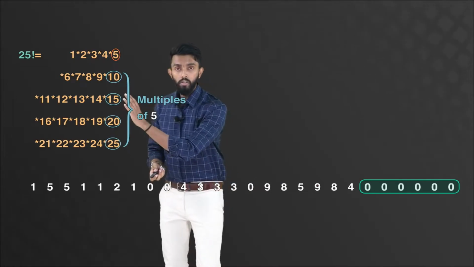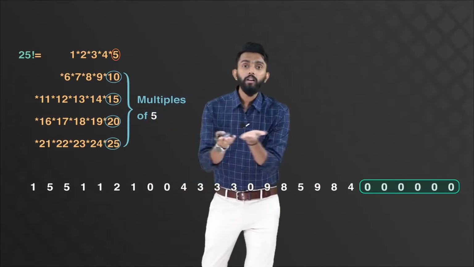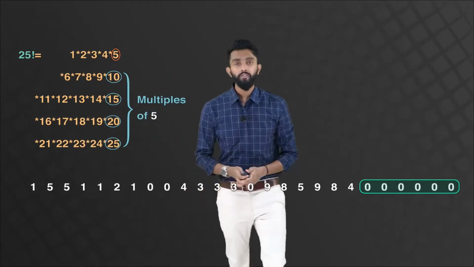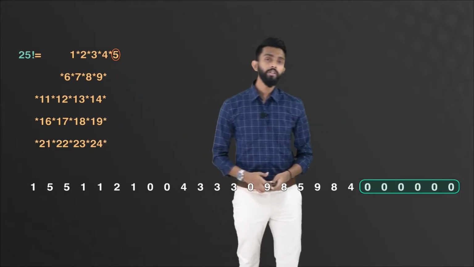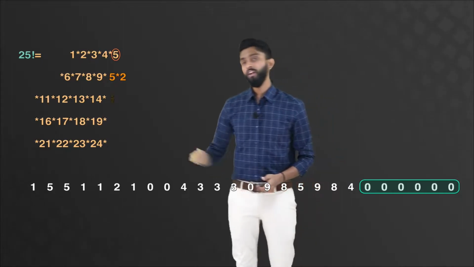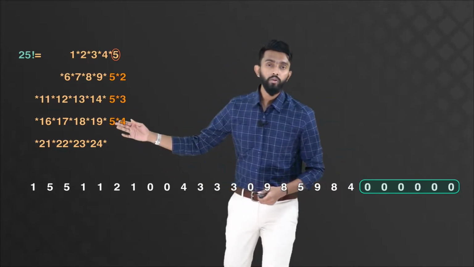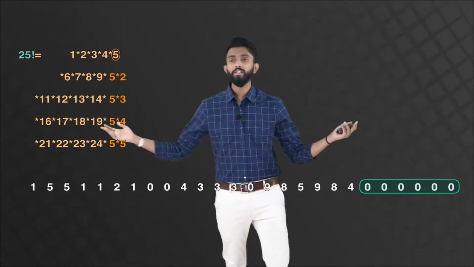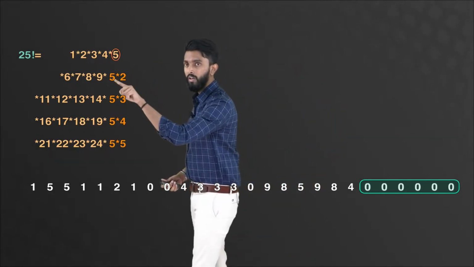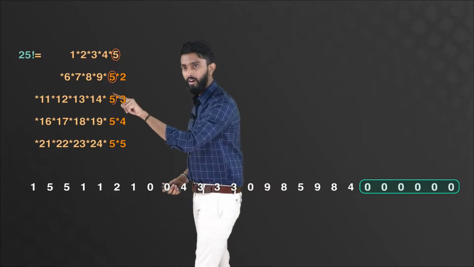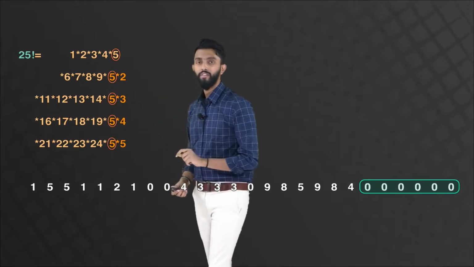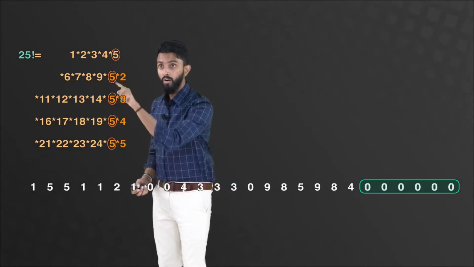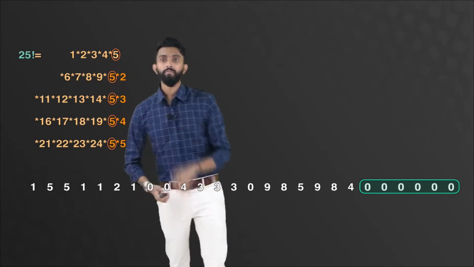If they are multiples of 5, they can be factored and expressed in terms of 5. How, you ask me? You already know it. 10, how will you represent it? 5 into 2. 15 is 5 into 3. 20 is 5 into 4. 25 is 5 into 5. As simple as that. Now if you count the number of 5s, 1, this is the second 5, this is the third 5, this is the fourth 5, this is the fifth 5. Sixth 5, I'm sorry. So 1, 2, 3, 4, 5.